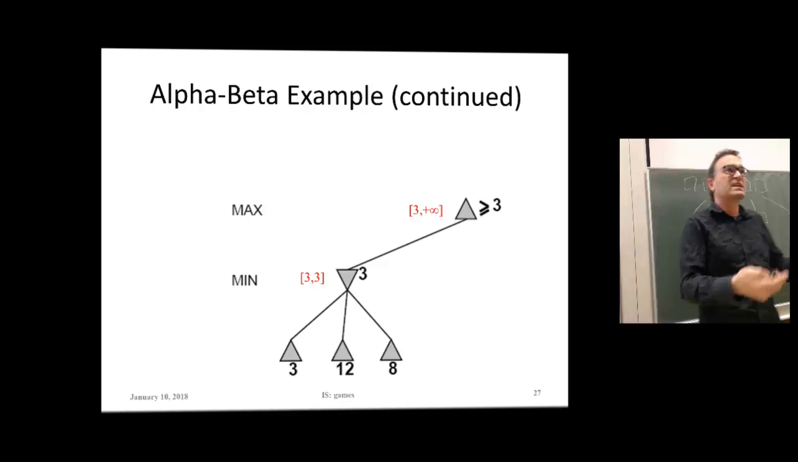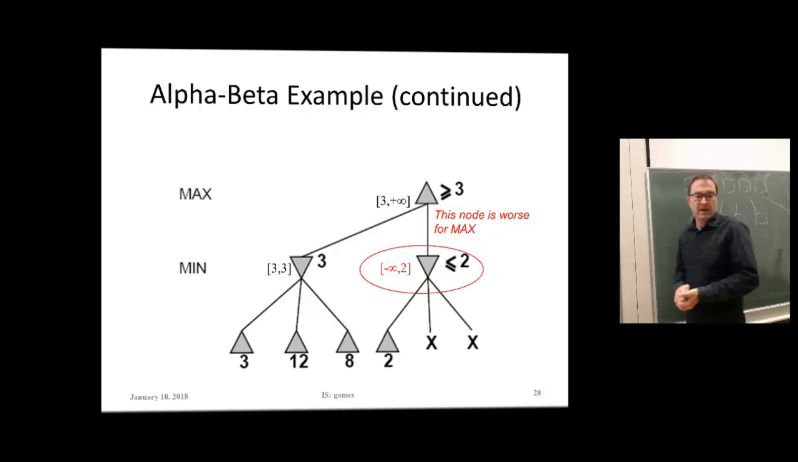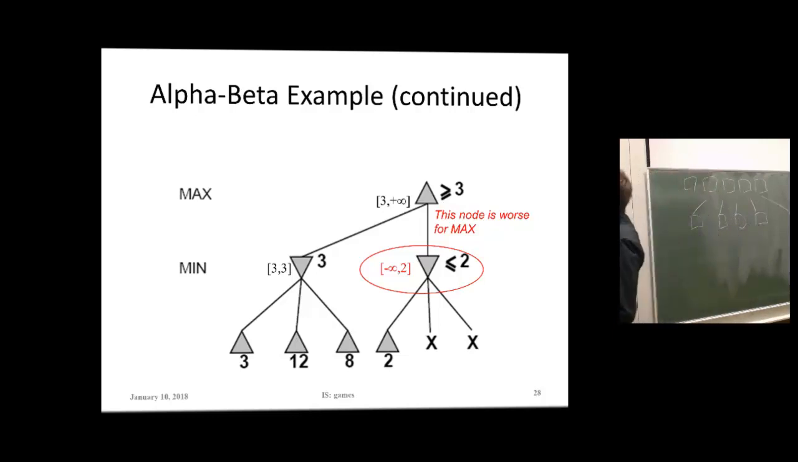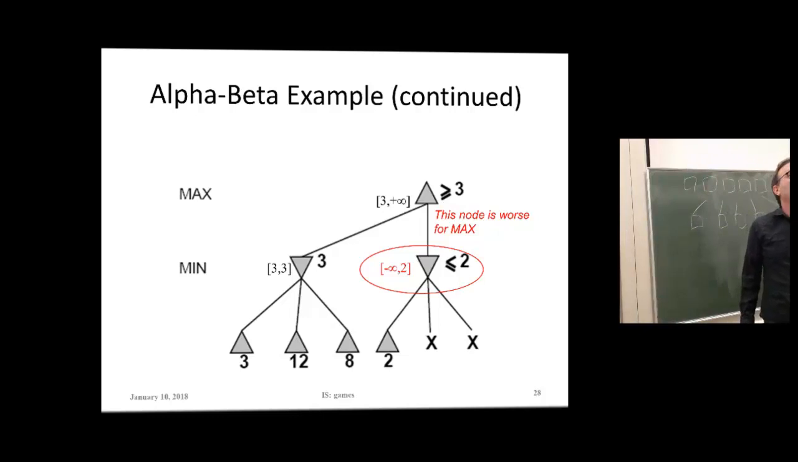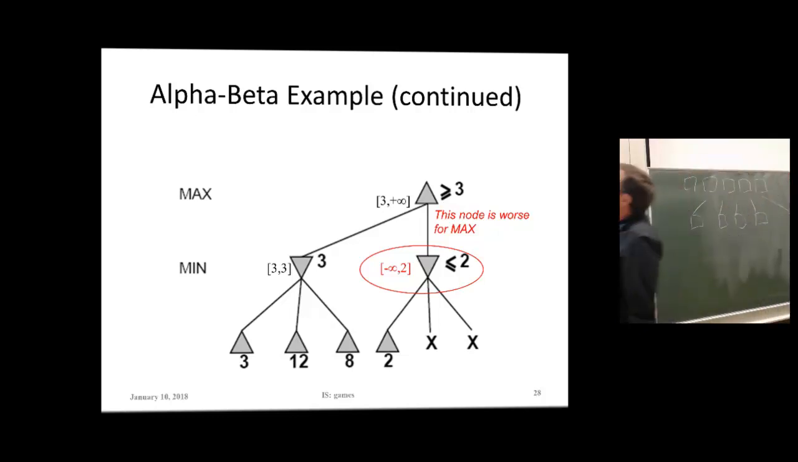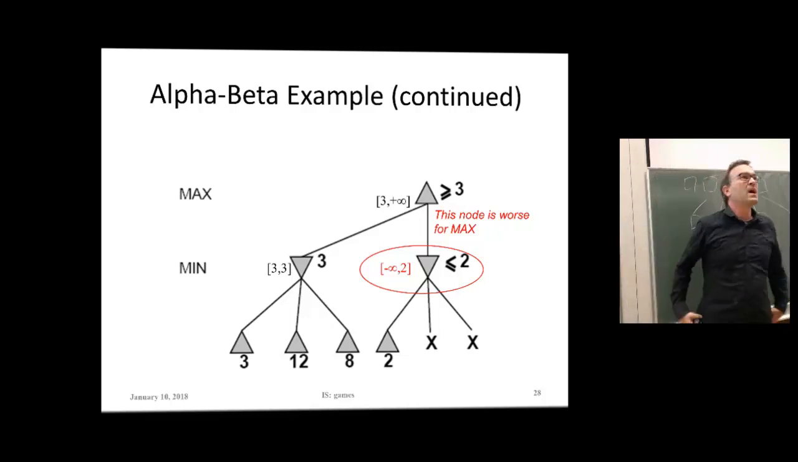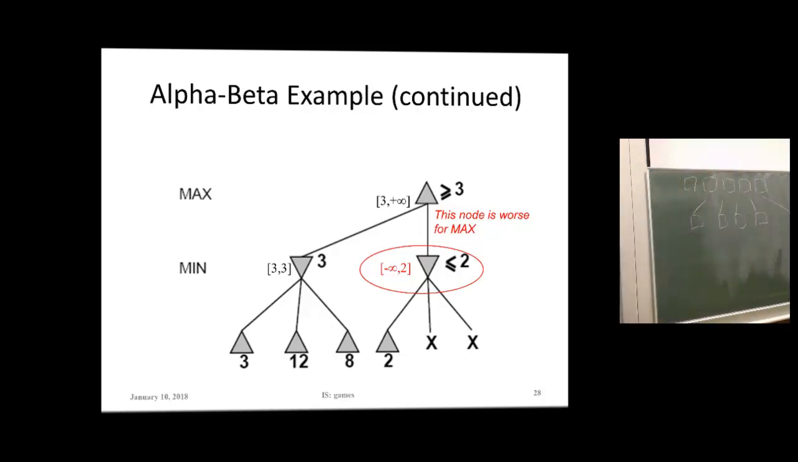Okay, so what does it buy us? It buys us the following. Now you go to the next node to evaluate, and you find a 2. That means that the interval that min can choose goes from minus infinity to 2. But we see that max will always choose something that's 3 or bigger. So there is no way that anything interesting can be in these two nodes.